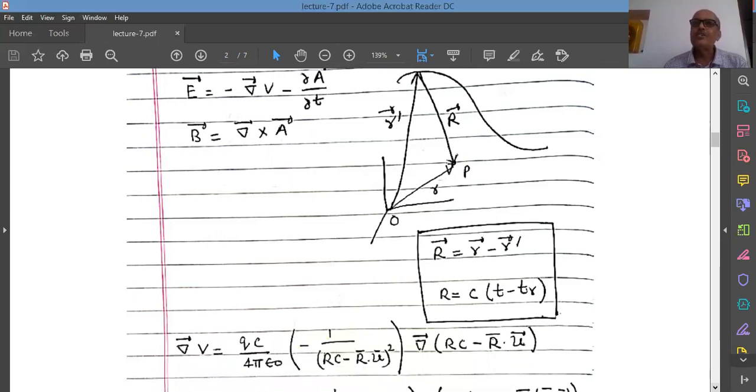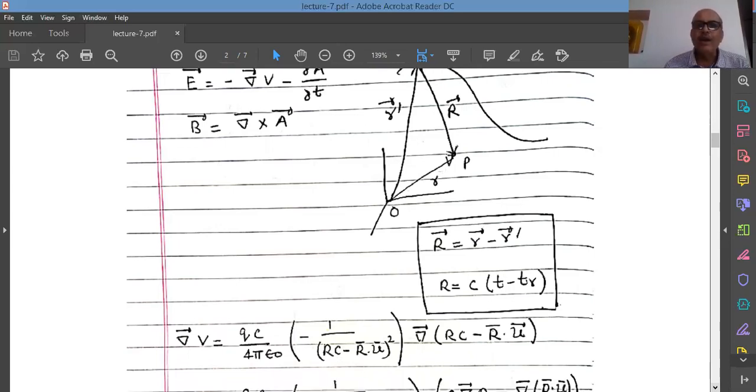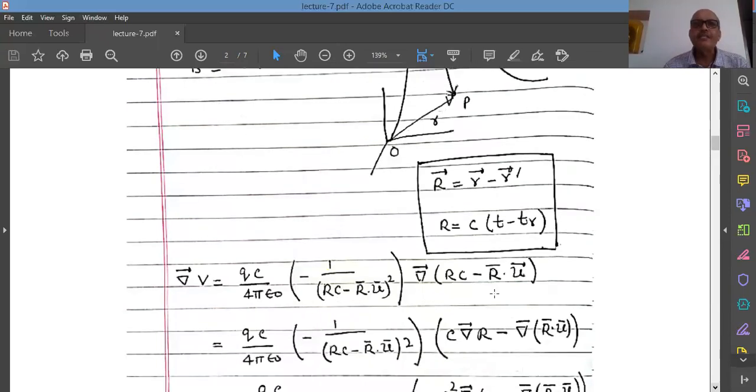Now let us move on slowly to the rigorous mathematics that we will be doing in today's lecture. You have to be very careful and keep checking each and every term, each and every equation that I am going to write. So for the gradient of V, we have a constant qc upon 4 pi epsilon 0, and then we have a function. The differentiation of 1 over x is minus 1 over x square. So there we have minus 1 upon (Rc minus R dot v) whole square, and then we have to differentiate once again, so it is gradient of (Rc minus R dot v). These terms will remain as they are.